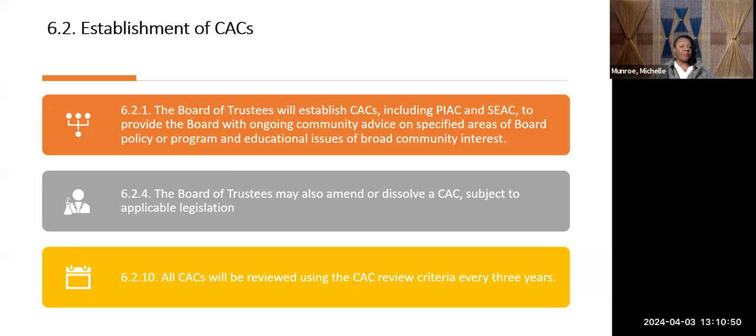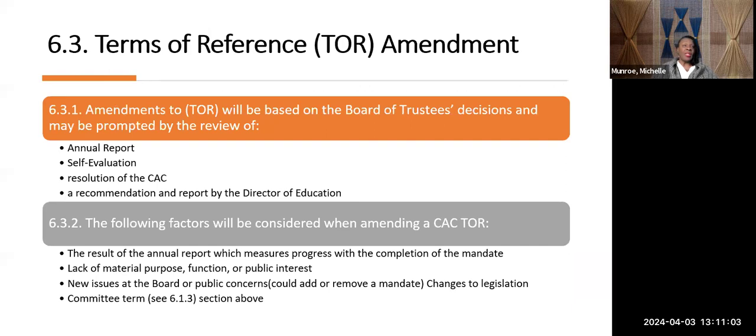The Board of Trustees may now amend or dissolve a CAC, again, subject to the legislation, and all advisory committees will be reviewed using the CAC review criteria every 3 years. Terms of reference is also now within the purview of the Board of Trustees decisions and may be prompted by the review of the annual report.